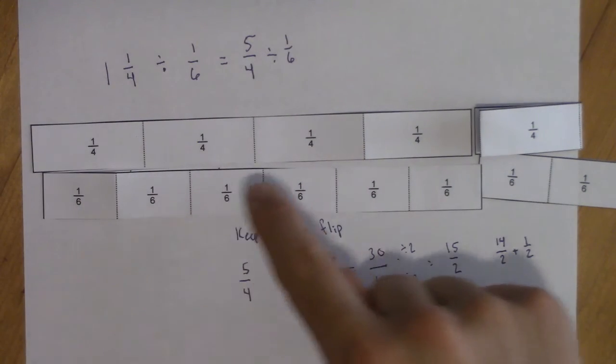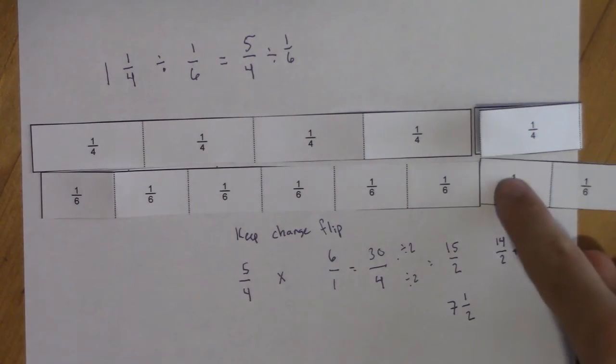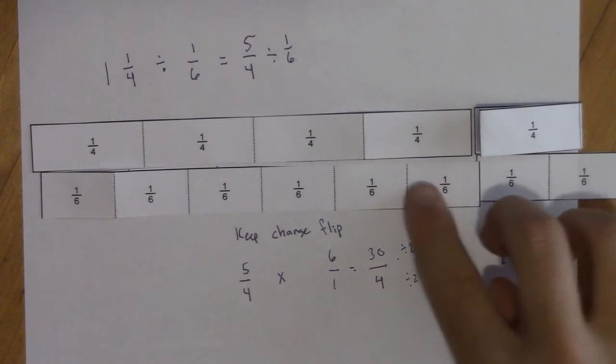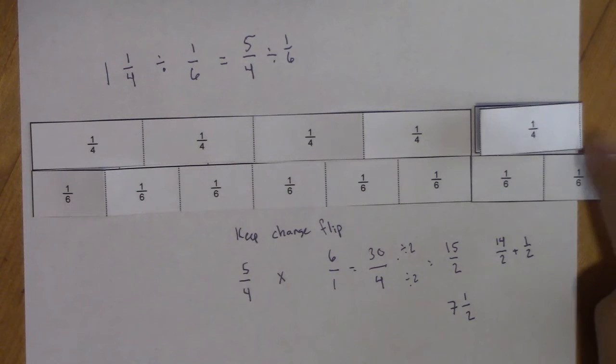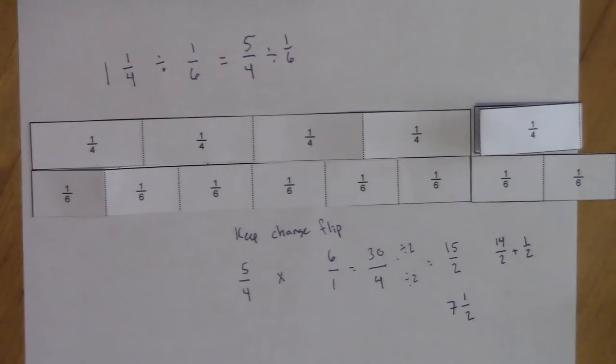1, 2, 3, 4, 5, 6, 7, and my cutting's not perfect, but that's pretty close to a half right there. And so it does check out. Visually you can get an idea of what you can expect.